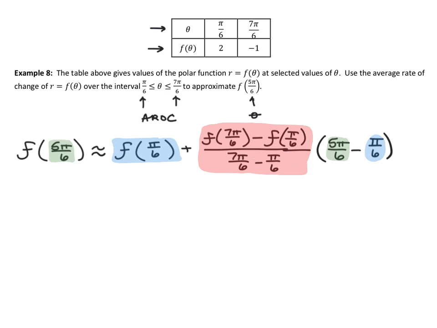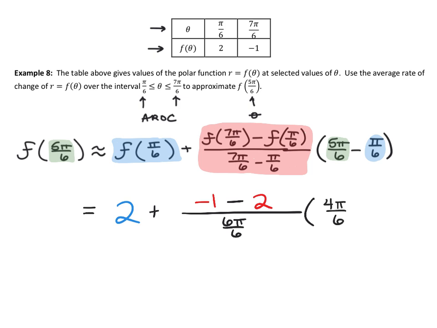Let's start filling some stuff in. Based on the table, what is f of pi over 6? 2. Based on the table, what is f of 7 pi over 6? And then I can do 7 pi over 6 minus pi over 6. That ends up being 6 pi over 6. I'm going to multiply that by, what is 5 pi over 6 minus 1 pi over 6? 4 pi over 6.